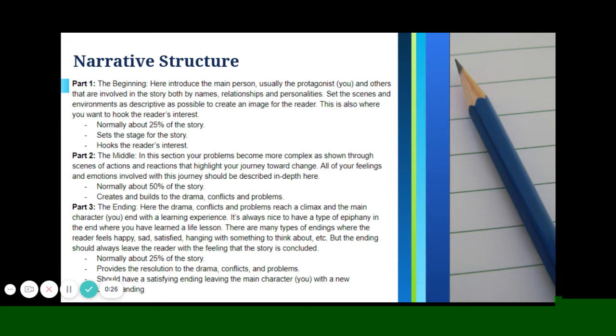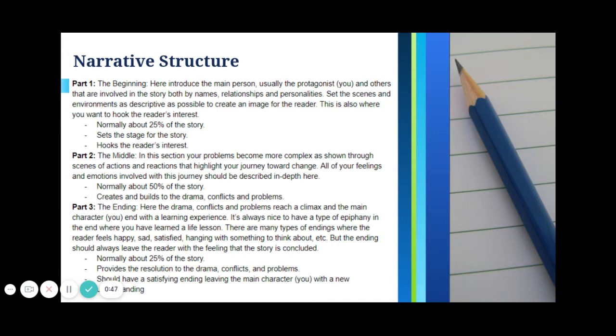Part 1 is normally about 25% of your story. This is where you set the stage for your story and hook the reader. You introduce the main person, the protagonist, which is usually you, and anybody else that's involved in the story, and make sure you let your reader know who they are, what their personalities are, and your relationship with them briefly, as well as set the scene and let the reader know where the story takes place.